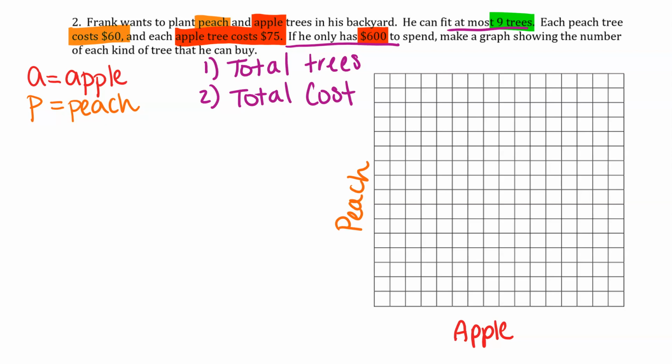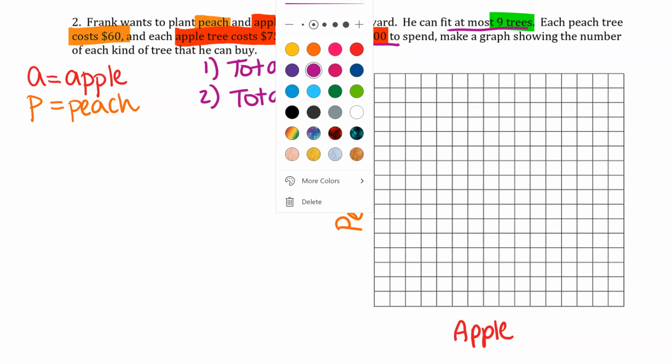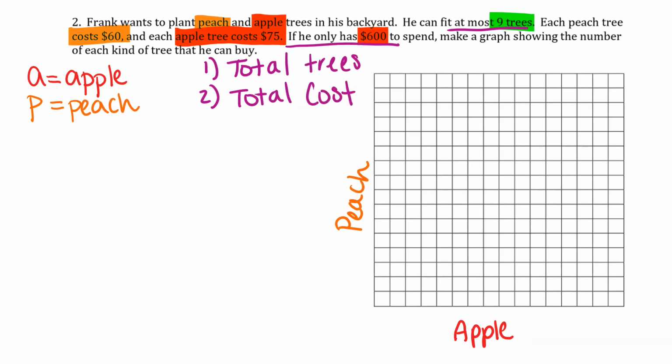So, the one that I think is kind of hard to set up is honestly the total trees one. We're going to make that one green. So, total trees: I am planting apple and peach trees. So we have to take the total number of apples plus the total number of peaches, and it says at most 9. My backyard only has room for 9 trees. That needs to be a less than or equal to, because I'm in trouble if I go over that.